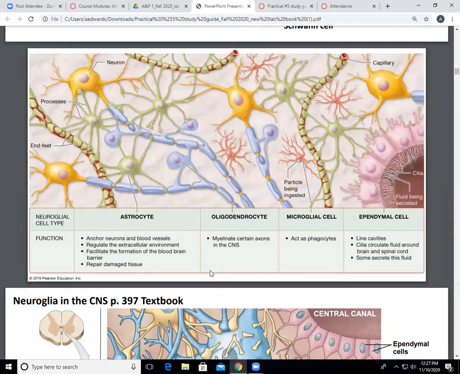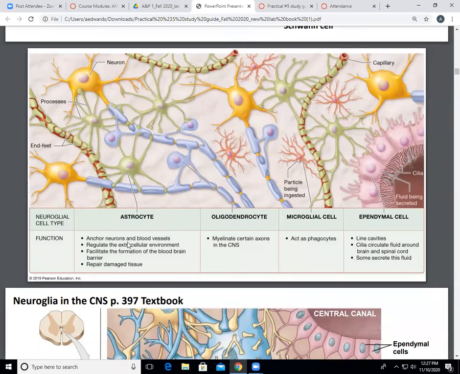Also want to talk about types of cells you'll see in the nervous system. You've got essentially neurons and neuroglial cells. Neurons are sort of the active cells, transmitting the action potentials, sending information. Neuroglial cells support the neurons. And there's different kinds. Some of the more common ones are astrocytes, oligodendrocytes, microglial cells, and ependymal cells.